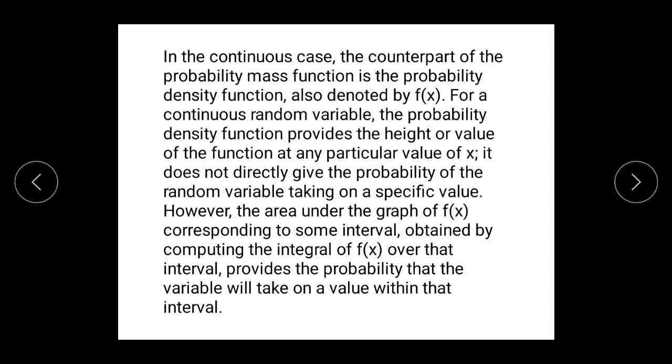In the continuous case, the counterpart of the probability mass function is the probability density function, also denoted by f of x. For a continuous random variable, the probability density function provides the height or value of the function at any particular value of x. It does not directly give the probability of the random variable taking on a specific value. However, the area under the graph of f of x corresponding to some interval, obtained by computing the integral of f of x over the interval, provides the probability that the variable will take on a value within that interval.